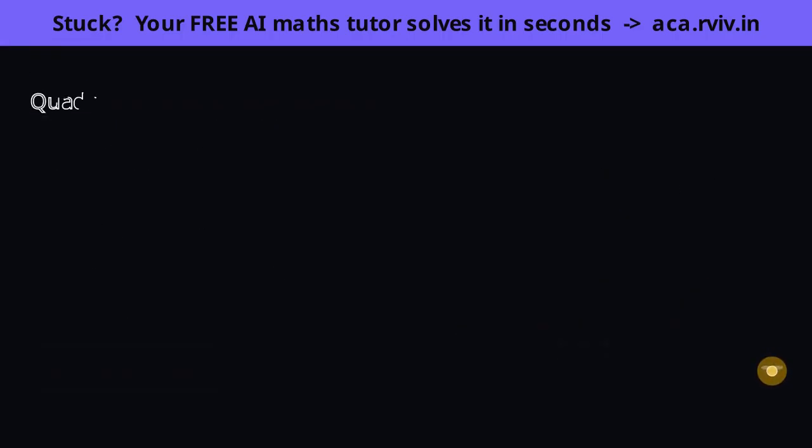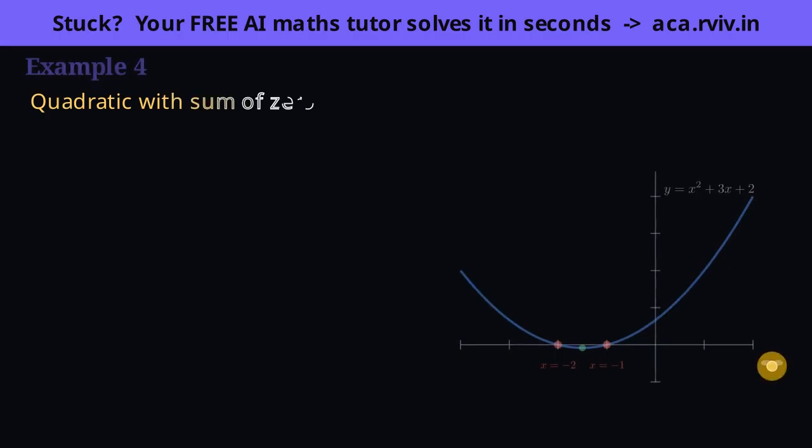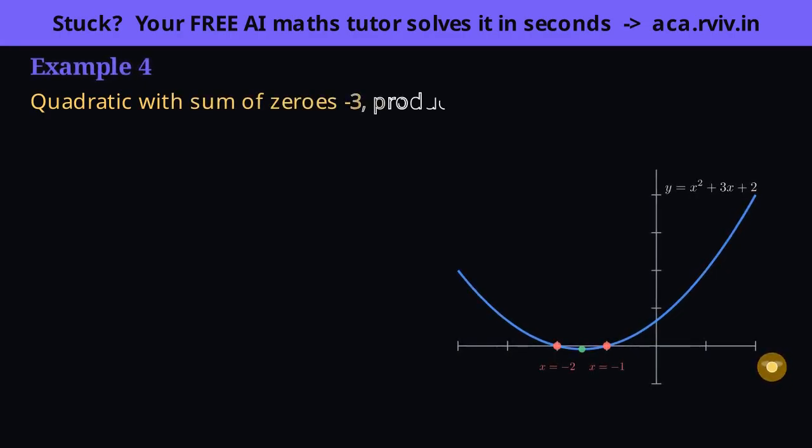Example 4 flips the direction. Until now we were given a polynomial and found its zeros. Here we are given the sum and product of the zeros and must build the polynomial. Same relationship, just read backwards. Let's set up the reconstruction. From Act 1 we know a quadratic can be written as x squared minus the sum of the zeros times x plus their product. That single template is the reverse of everything we've done, and it's all we need.